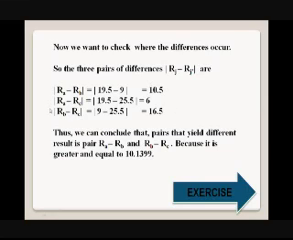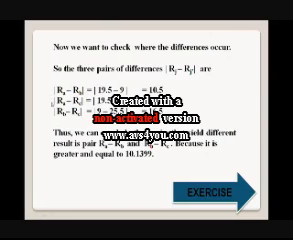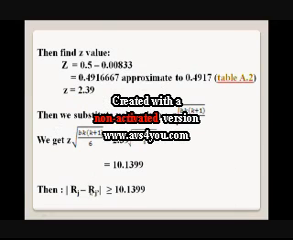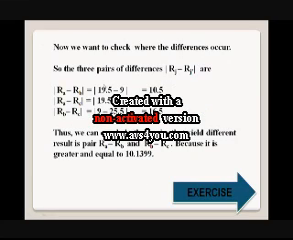So we compare these three with the statement before, that is the absolute value of Rj minus Rj prime greater than or equal to 10.1399. From these three pairs of differences, we can conclude that the pairs that yield different results are the pair Ra minus Rb and Rb minus Rc, because they are greater than or equal to 10.1399.